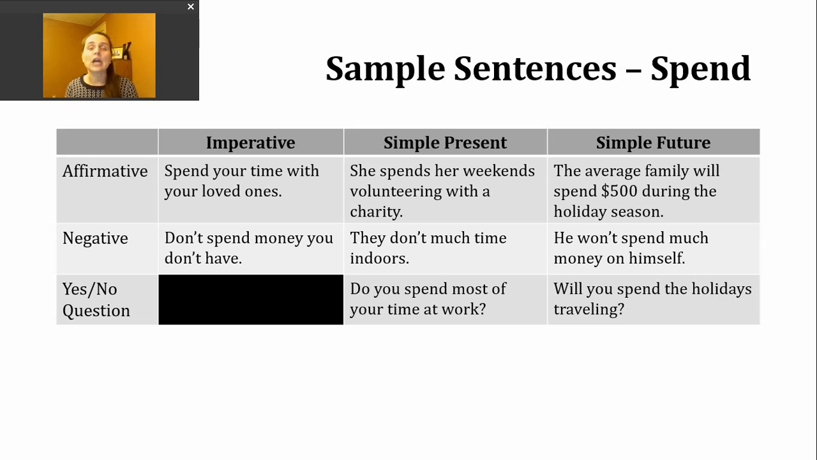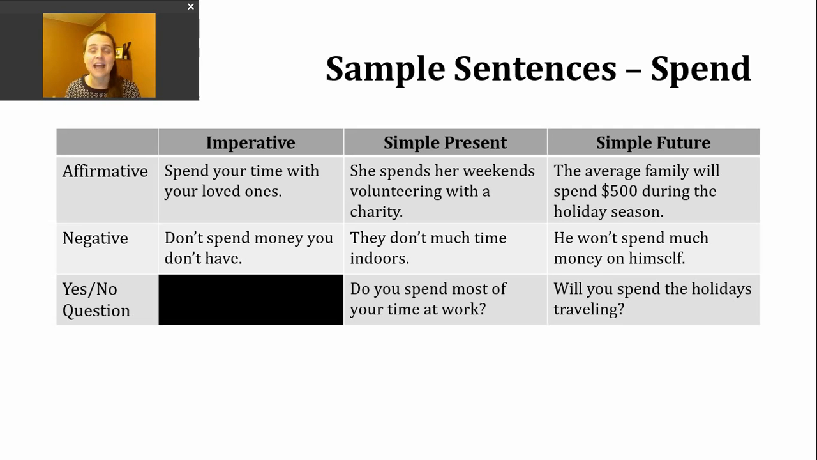Now let's take a look at the simple present. Many times we use this verb tense to talk about habits or routines, but we also use it to discuss facts. In the affirmative, if our subject is I, you, we, or they, then I'm just going to use the base verb as it exists. But if my subject is he, she, or it, then I need to add an S to the end of the verb to make the affirmative tense.